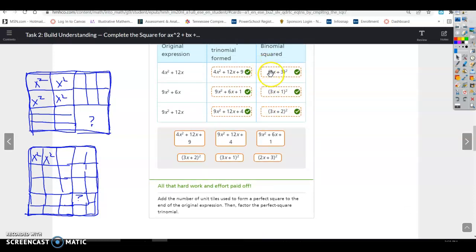Remember, this is the first term squared, and this is the last term squared. And the middle term is that built-in part, that 2ab. So really, to get the factored form, you just have to look at the first one and the last one to know what those are.